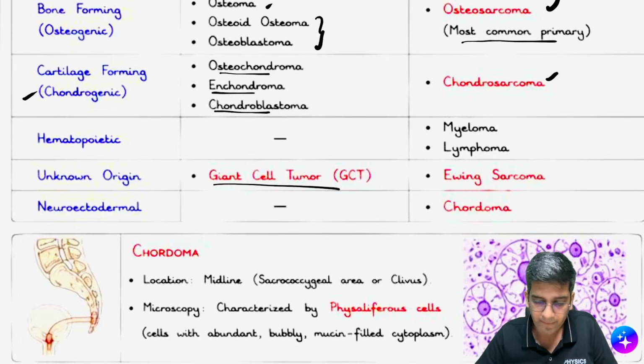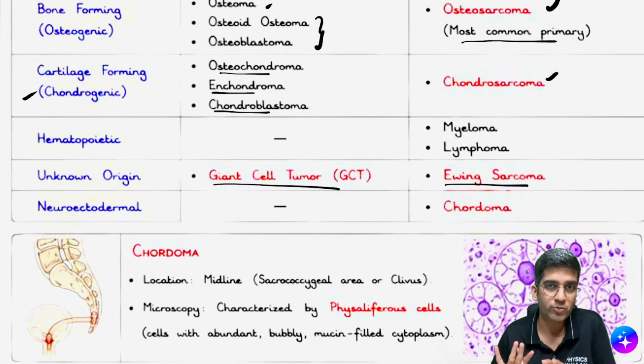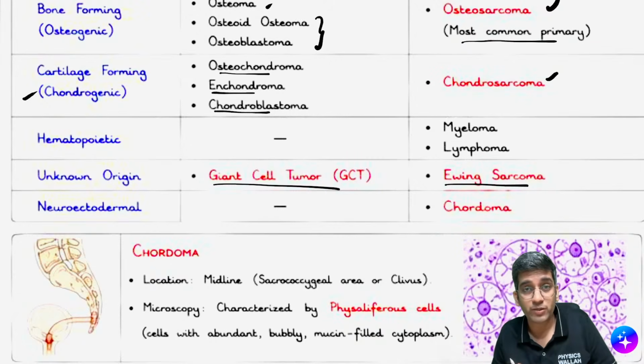Unknown origin, benign giant cell tumor, malignant Ewing sarcoma. These are undifferentiated tumors. It's not like I don't know what it is. We just put them as mesenchymal origin, undifferentiated cell tumors, right? And giant cell tumor is a benign tumor, locally aggressive, but still a benign tumor, fine?